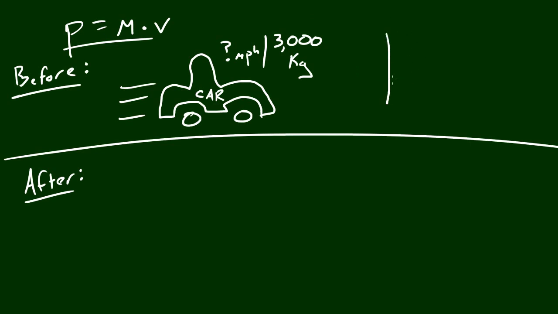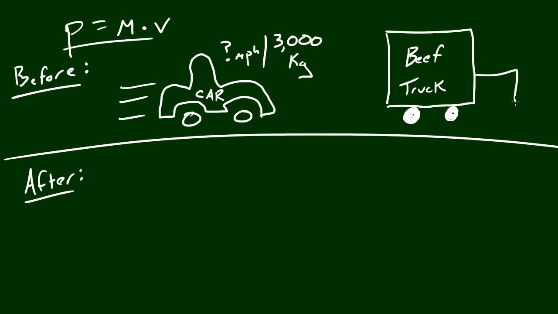Now, he also told us that it crashed into a truck. Now, this truck just happened to be filled with roast beef. So I'll just write beef truck on here. And I'll color the wheels white because I'm bored. There we go. Now this truck, he said, was parked. So that means it has a velocity of 0 miles per hour. And it had a mass of 6,000 kilograms. So I said, okay, thank you for that crucial information.